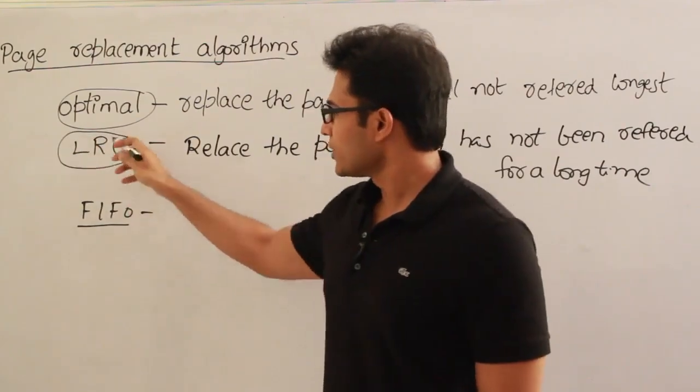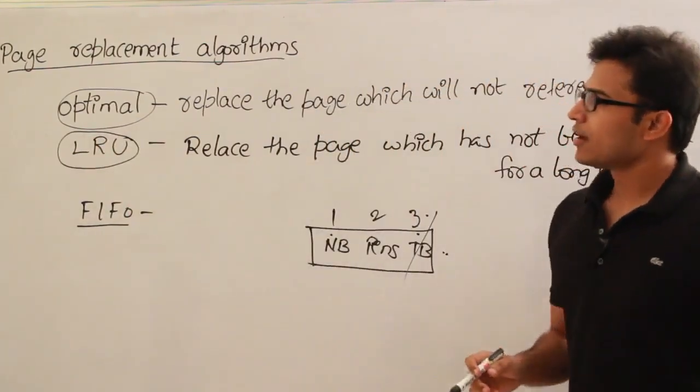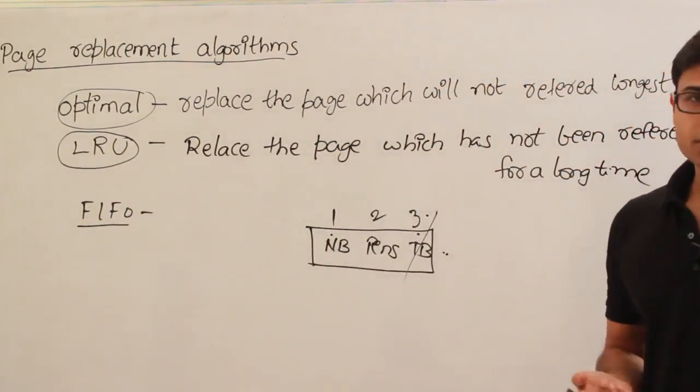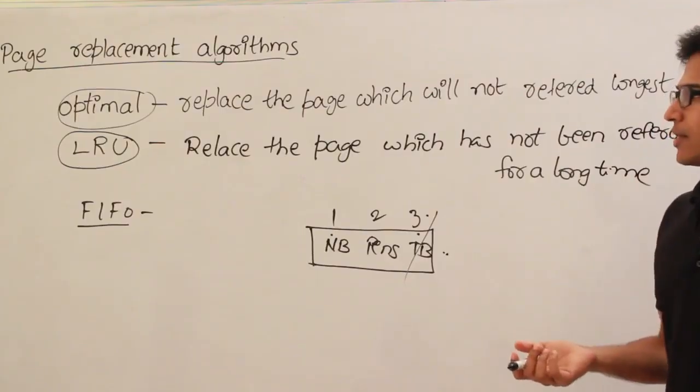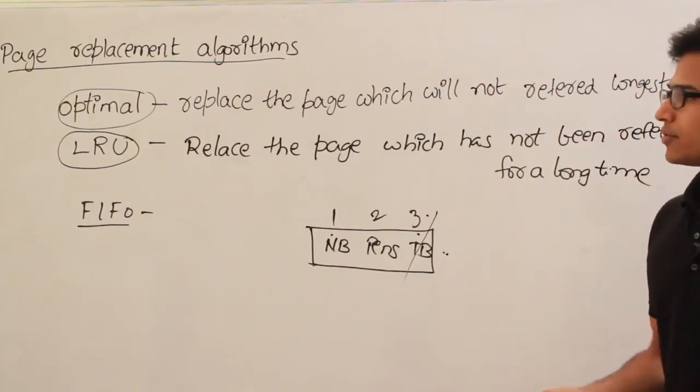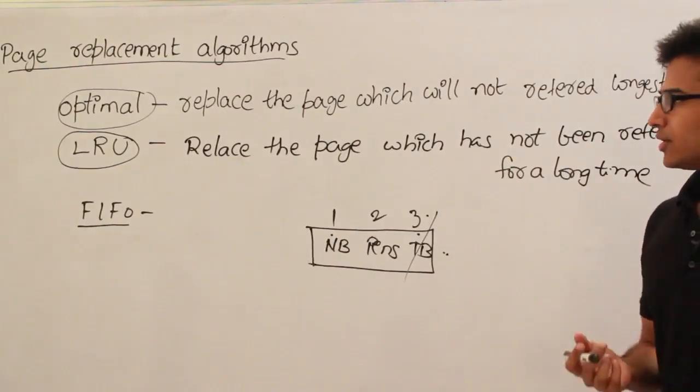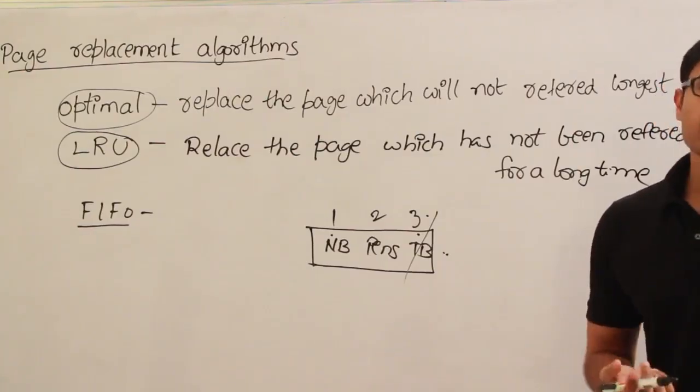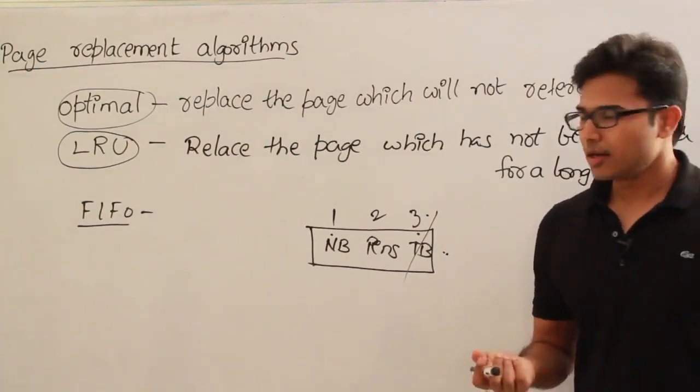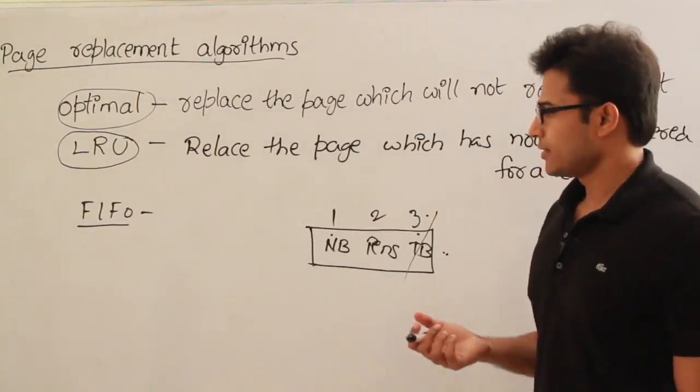There are various variations of least recently used. We shall see them also. But anyway, from the GATE point of view, variations are not important. Only the main algorithms are important, and even implementations are not important. Let's see the problems. You'll understand it.